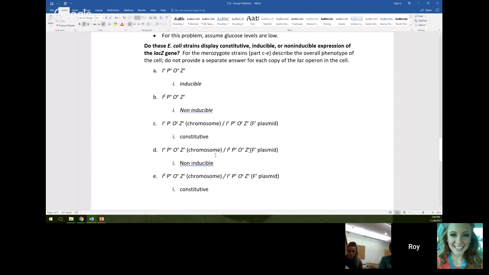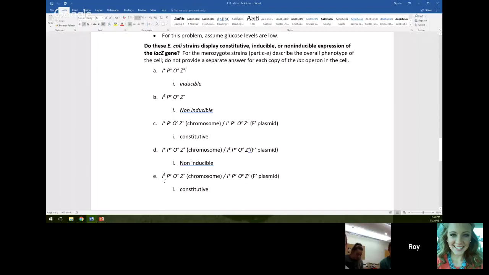As we go on, the next one, we have a wild type chromosome here, and then it has an IS, a P, an O, and a wild type Z. So this IS on the plasmid is going to be just like B. The first thing that's going to happen, it's going to hit that IS, and it's going to produce that repressor that cannot unbind. And so it's going to bind the plasmid as well as the chromosome. It's going to go to both of those because they're both in the cell. That's going to be non-inducible, just like B is.